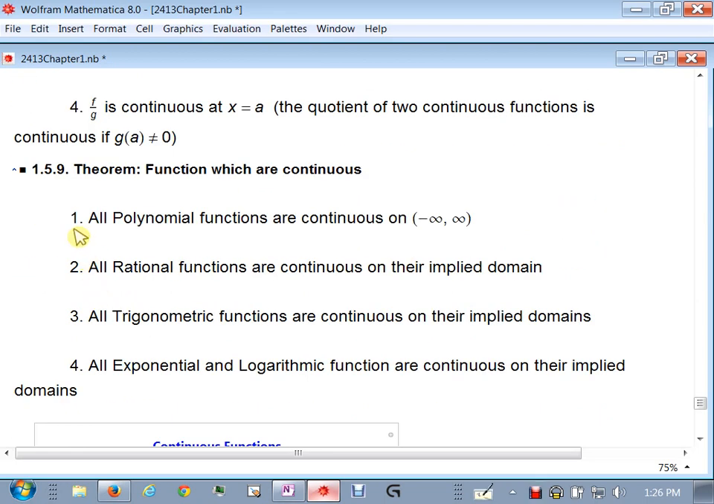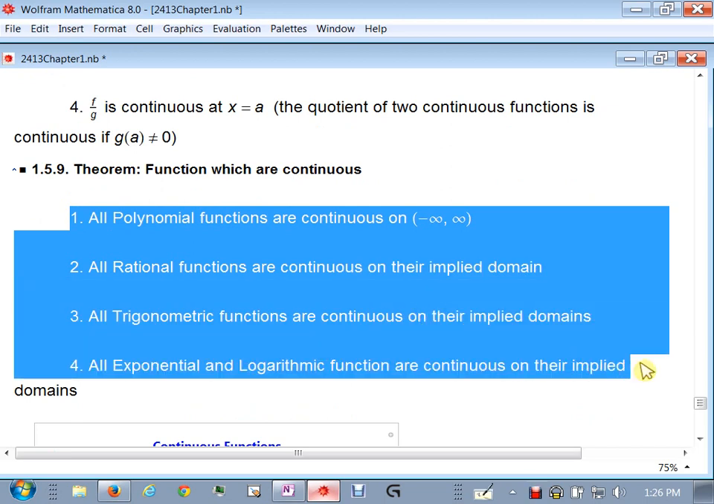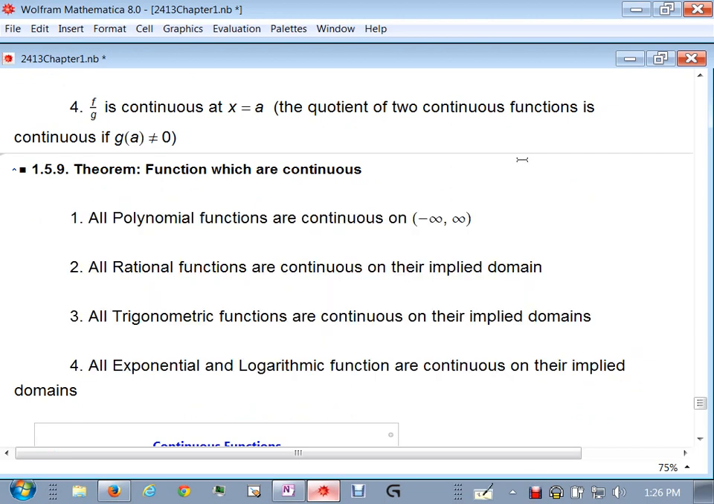And then this is the big theorem right here. This is the part that's most important to us. Every polynomial function is continuous everywhere, negative infinity to infinity. So think back to a parabola, right? You could draw a parabola, never pick up your pencil. Think about a cubic function. You know, these things from college algebra. All those functions, you could draw them without picking up your pencil.